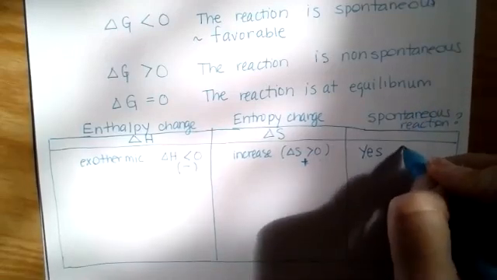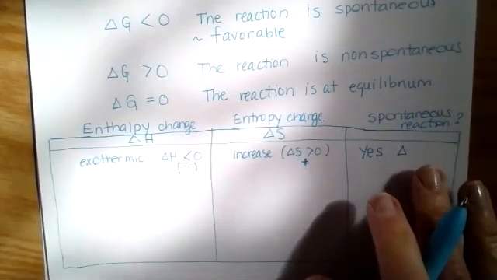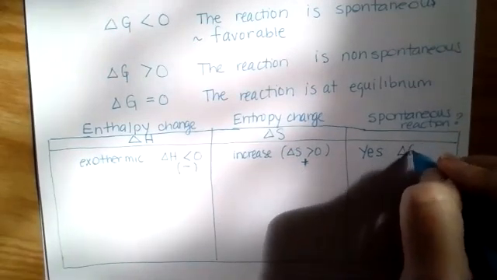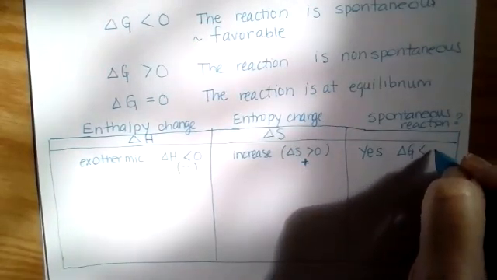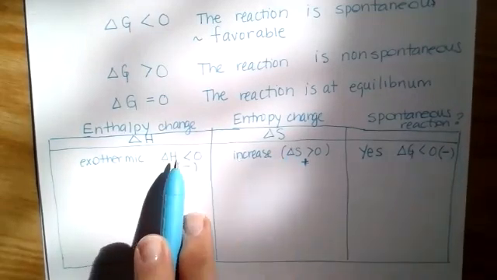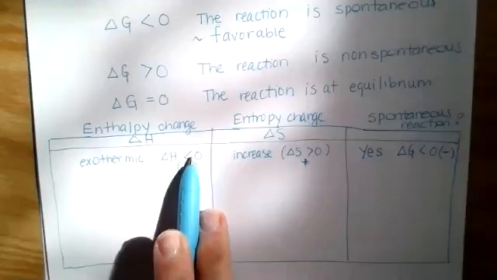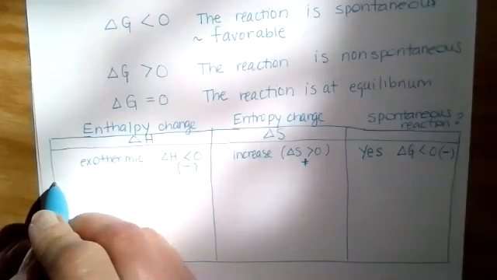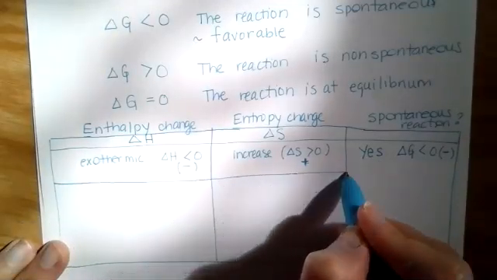So if you were to calculate it and actually put in values to determine your Gibbs free energy, your Gibbs free energy would come out to a negative value. Okay, so these two in the Gibbs free energy equation would always occur. That's the most favorable, the most ideal situation.